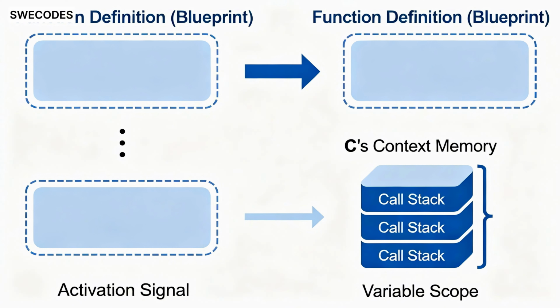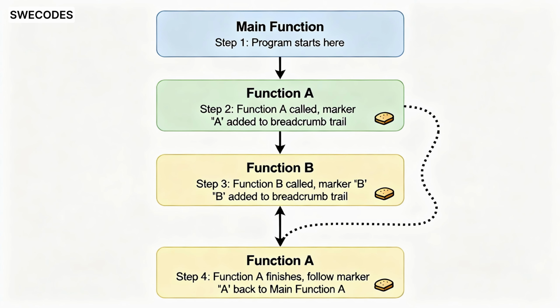One of the smartest things about C, and most languages, is how it remembers where it came from. Each time a function is called, the program internally keeps a marker, a kind of breadcrumb trail. Once the function finishes, the program follows that marker right back to where it was in the caller function. This mechanism ensures your code always returns to the right place, no matter how deep the nesting goes.